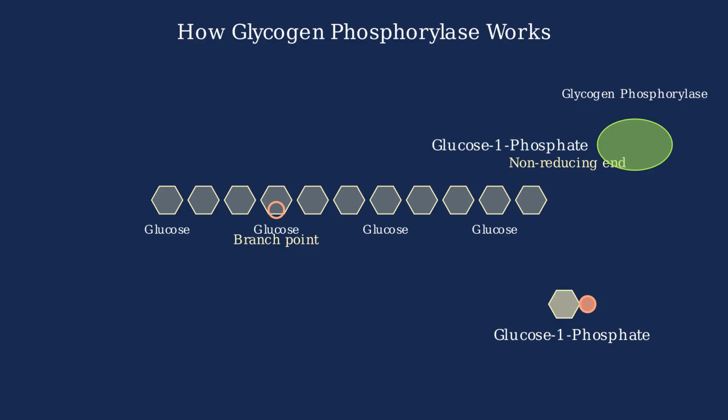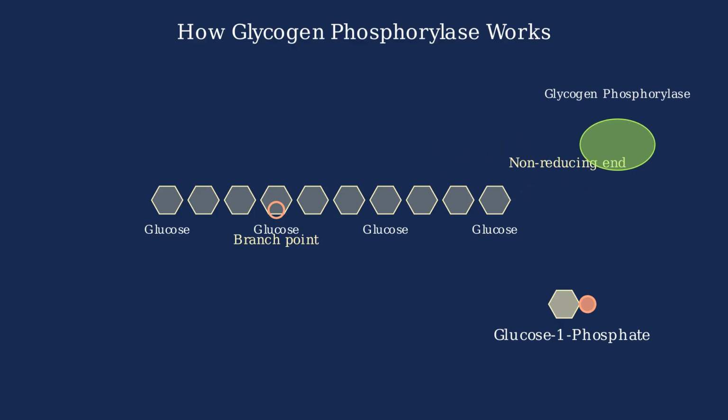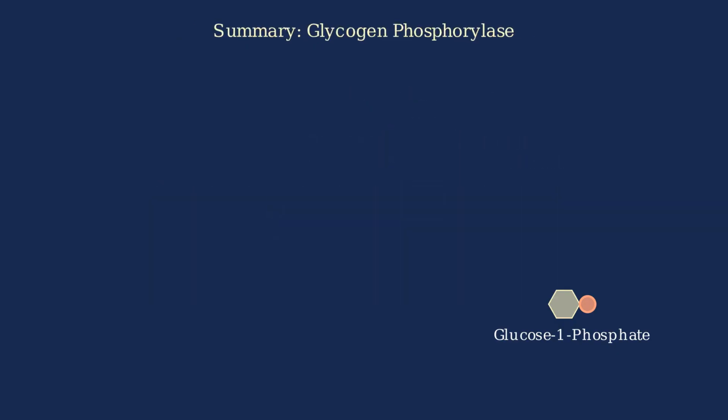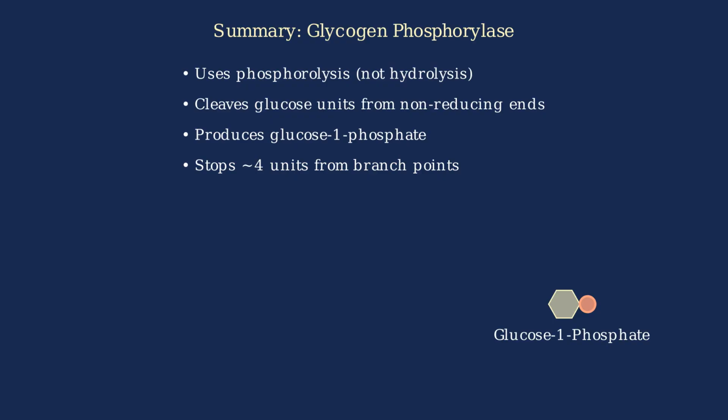This process repeats sequentially, removing one glucose unit after another, generating glucose 1-phosphate with each cleavage. Importantly, glycogen phosphorylase can only continue cleaving until it reaches about 4 glucose units from a branch point. At this point, another enzyme, the debranching enzyme, is required to continue the process. To summarize, glycogen phosphorylase works by phosphorylasis to sequentially remove glucose units from the non-reducing ends of glycogen, producing glucose 1-phosphate until it reaches about 4 glucose units from a branch point.